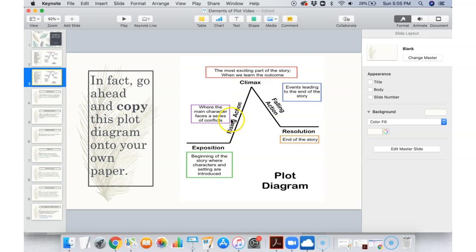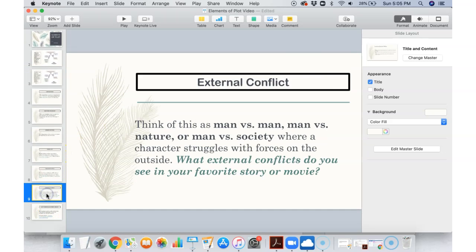And this is what creates so much interest in stories. When a story is really, really good, you can't put the book down, you can't like hit pause on the movie or whatever. It's because the conflicts are so well done. There's so much going on, you have to keep watching. Okay, so yeah, so that's where we are.